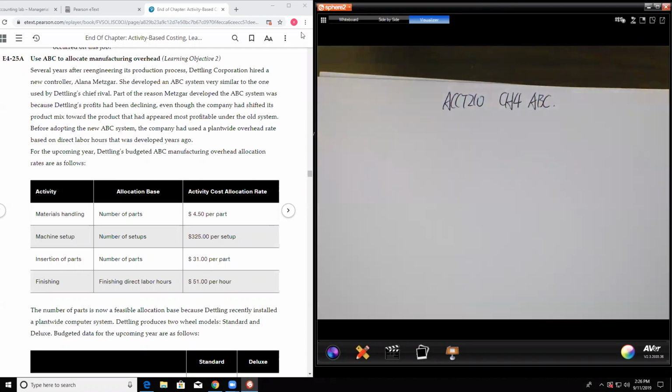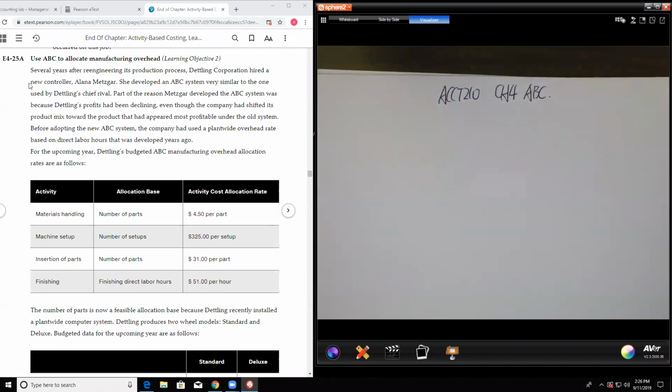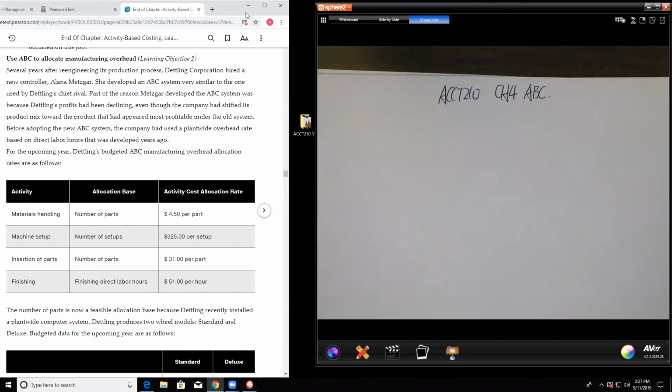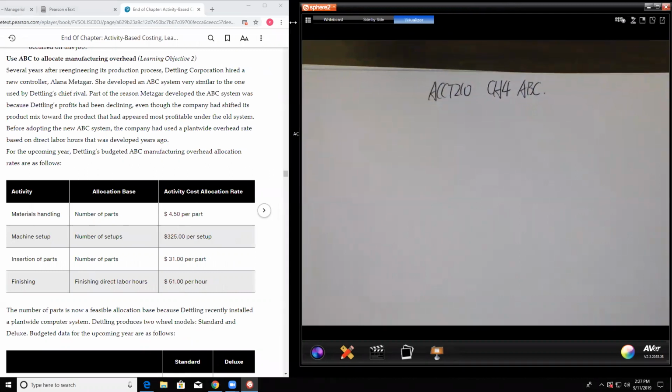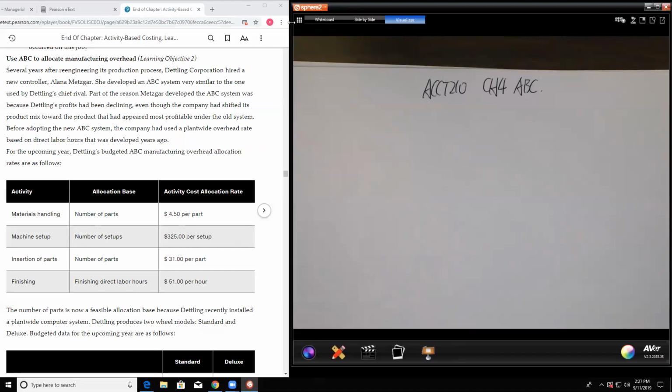So let's look at your textbook. It's textbook exercise 4-25A. I'm not going to read too much detail, but basically the question tells you the firm is thinking about using ABC costing because of the manufacturing overhead allocation distortion. We talk about those things in class. They think the traditional plant-wide overhead rate was not accurate.